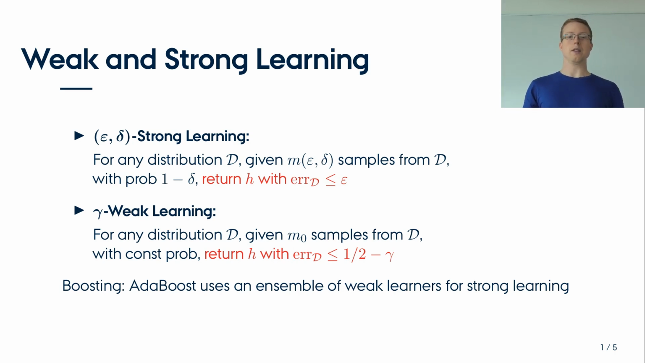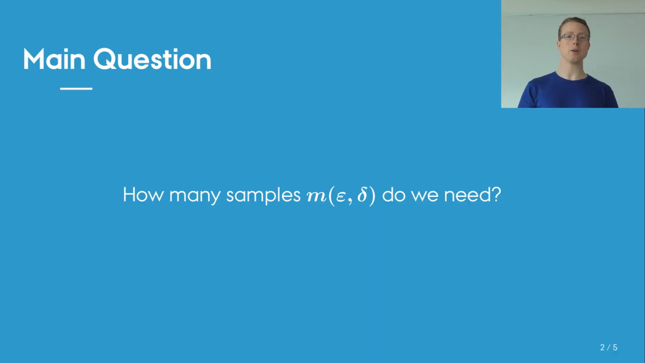The key question when turning a weak learner into a strong learner is then, how many training samples do we need? This is the question we are also addressing in this work. So how many samples, m of epsilon and delta, do we need to achieve those two bounds, epsilon and delta?